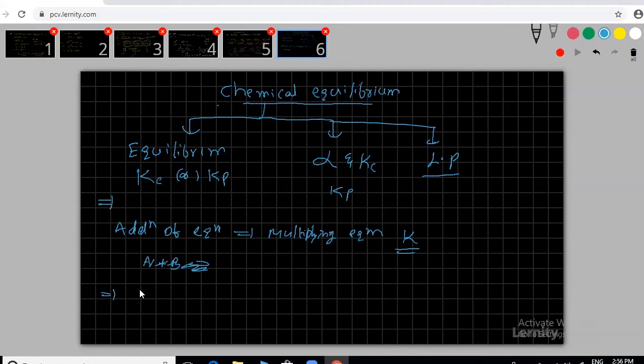Next, if the equation is inverted or reversed, then the equilibrium constant K also you have to write as 1 by K, sir. You have to write the equilibrium constant inverted. If the equation is inverted, you need to write like this, 1 by K or whatever. Next step.